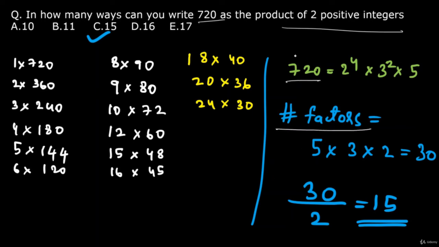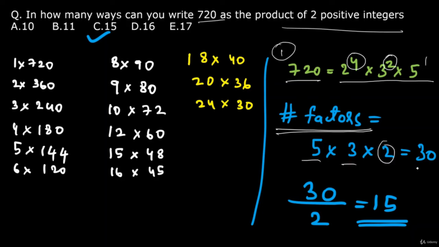So for that, you first prime factorize 720. So that's 2 to the power 4 into 3 square into 5. Now the number of factors would be 4 plus 1, that's 5, into 2 plus 1, that's 3, into 1 plus 1, that's 2. So 5 into 3 into 2, you will get 30. So you have 30 factors, right?